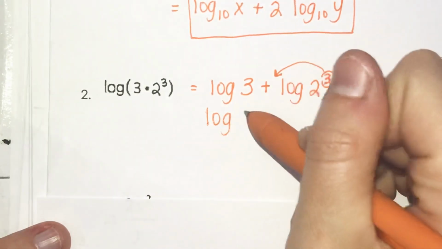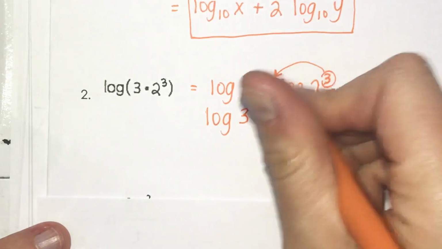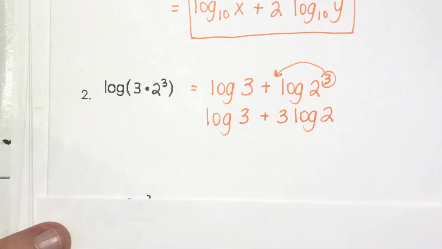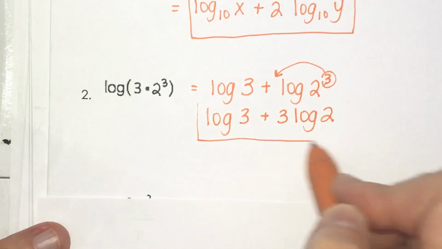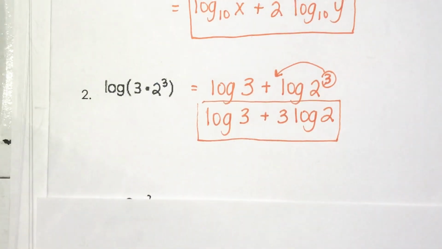So I've got log of 3. Again, you can put the base 10 if you want. Plus, bring the 3 to the front. So 3 times log of 2. And I've got 2 logs, so I'm done. That's my final expanded equation.